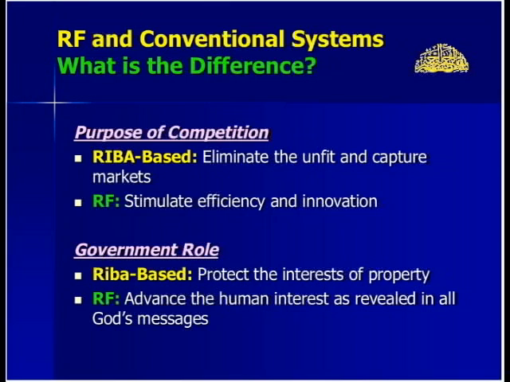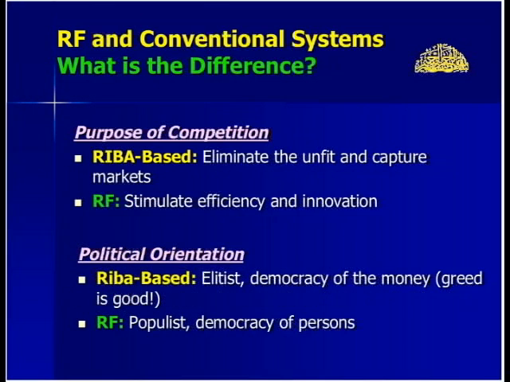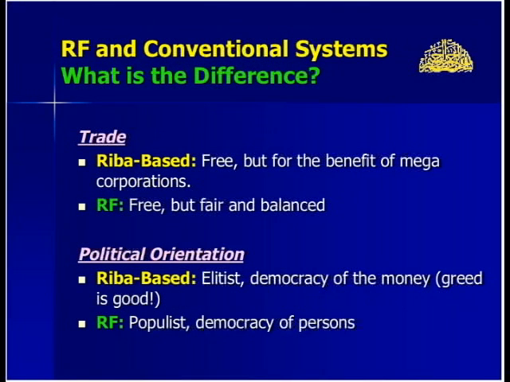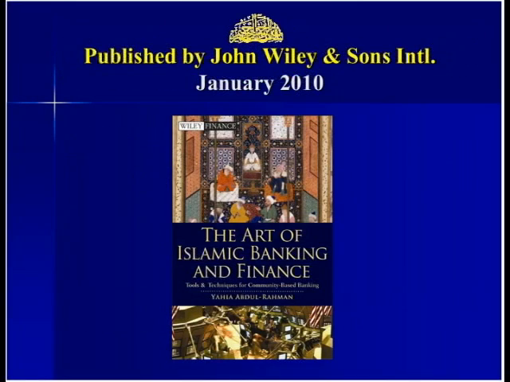Government role in a riba-based operation, the government is to protect the interests of the property, but riba-free, it advances the human interest as revealed in all of God's messages. And I go to trade and political orientation. Political orientation, the riba-based operation is elitist. The democracy of the money, you know, Gecko was saying greed is good. You know, if you got the money, then you can speak. People respect you. But in the riba-free system, it is populist, the democracy of the person and what the person can bring to the table.